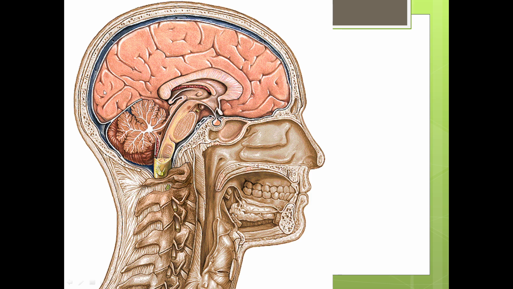Then both the brain and spinal cord are protected by three membranes. Three membranes here. Even in the spinal cord, it is protected by three membranes. You can't see that here. Both the brain and spinal cord are protected by three important membranes called meningeal membranes.